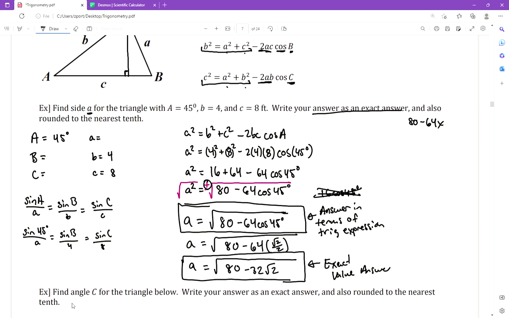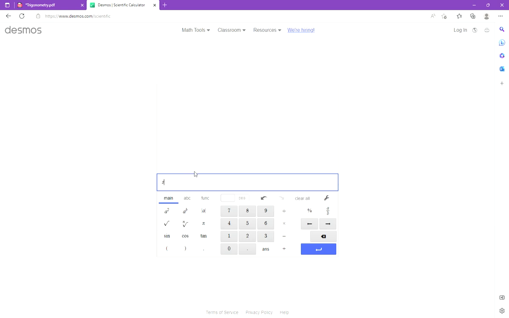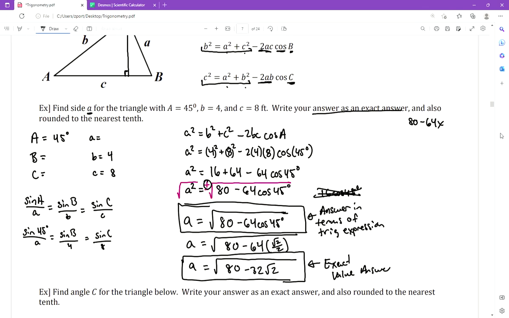And then now, we could plug that into the calculator or either one of them to get the decimal. So we also need to write it as a decimal rounded to the nearest tenth. Okay, so I've just used Desmos because we can write it exactly the same way as we see it there, like that. So 80 minus 32 square root of 2 is 5.9 to 1 decimal, to the nearest tenth. Okay, and it said it was in feet. I guess we could put feet. Okay, so there we are. So we have them all.